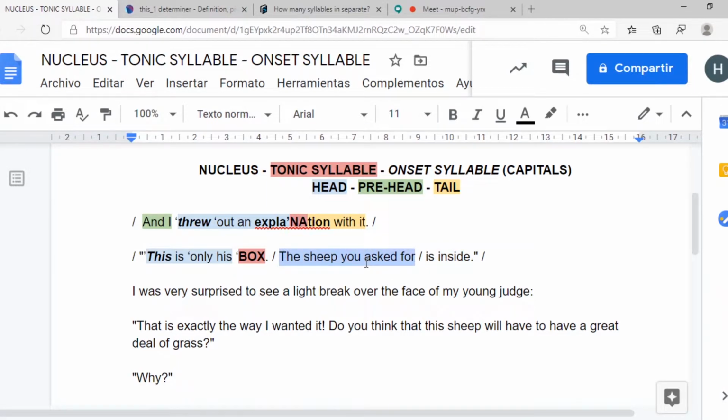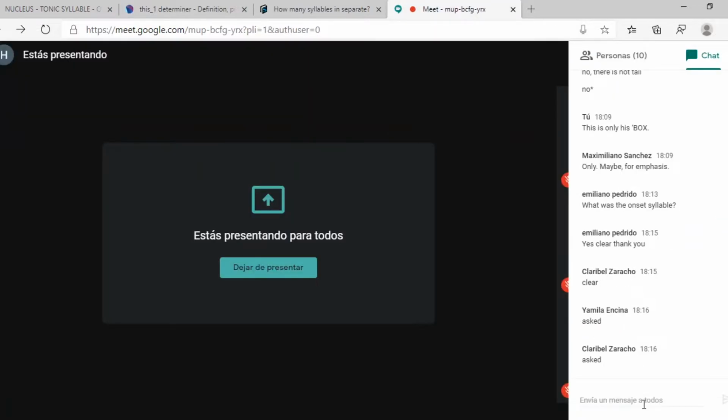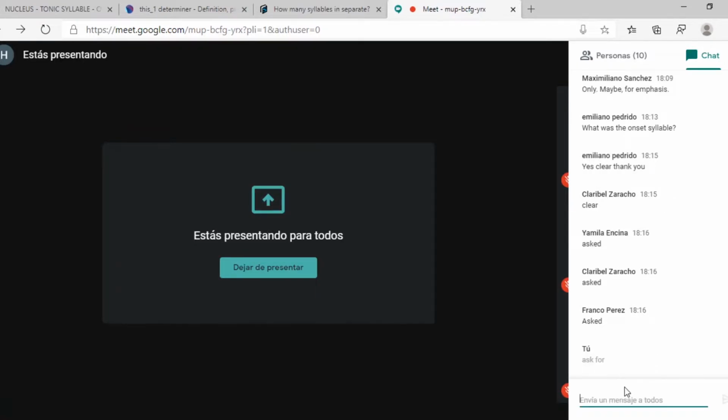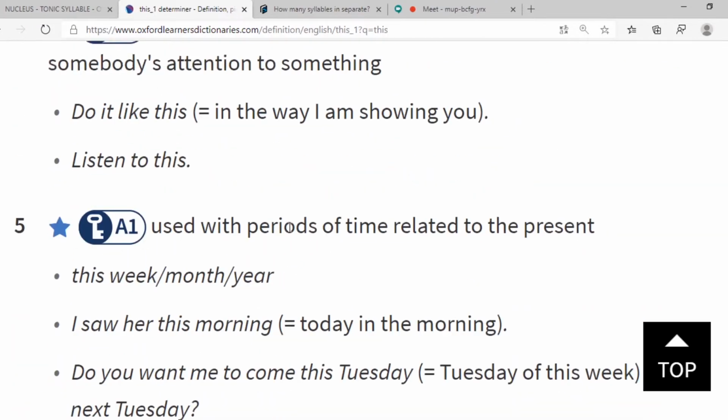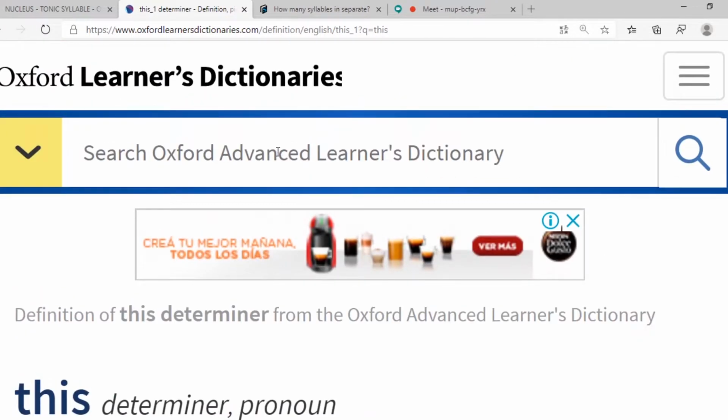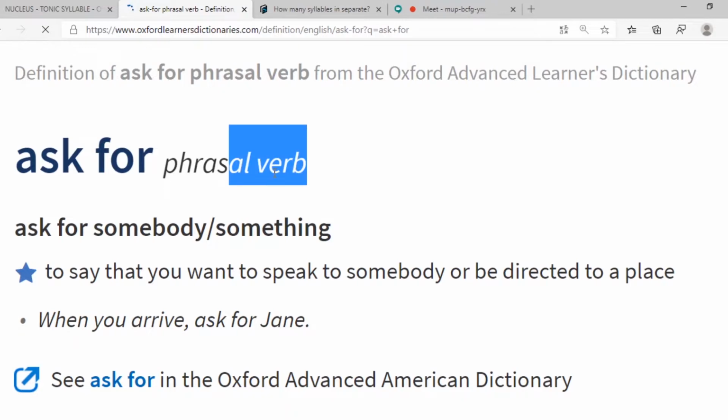What type? Well, first, what is your last content word for you? Okay, asked. Do you believe that ask for is a phrasal verb, or what do you think? Do you think that ask for is a phrasal verb? Check it. You can use your dictionary. You can use Google. You can talk if you want to talk. Here we have ask for. This is a phrasal verb.